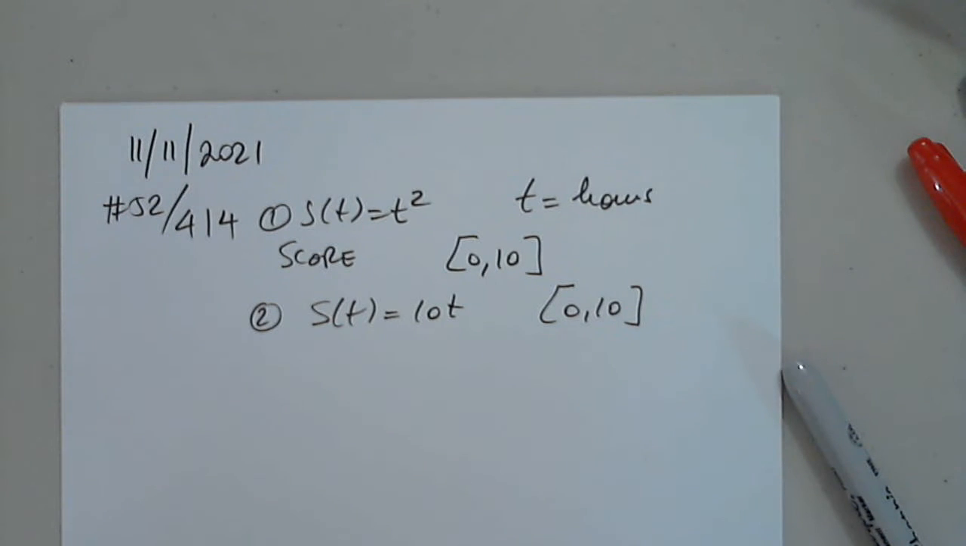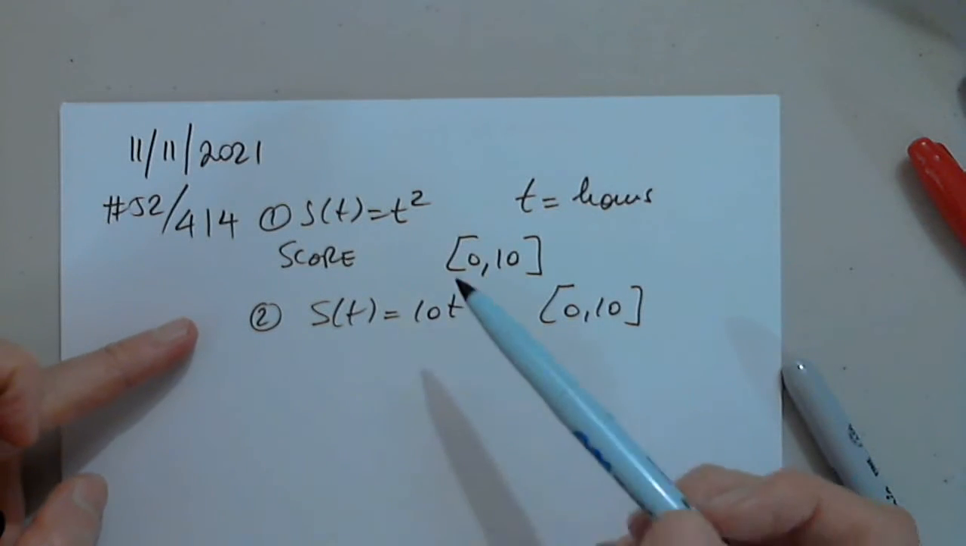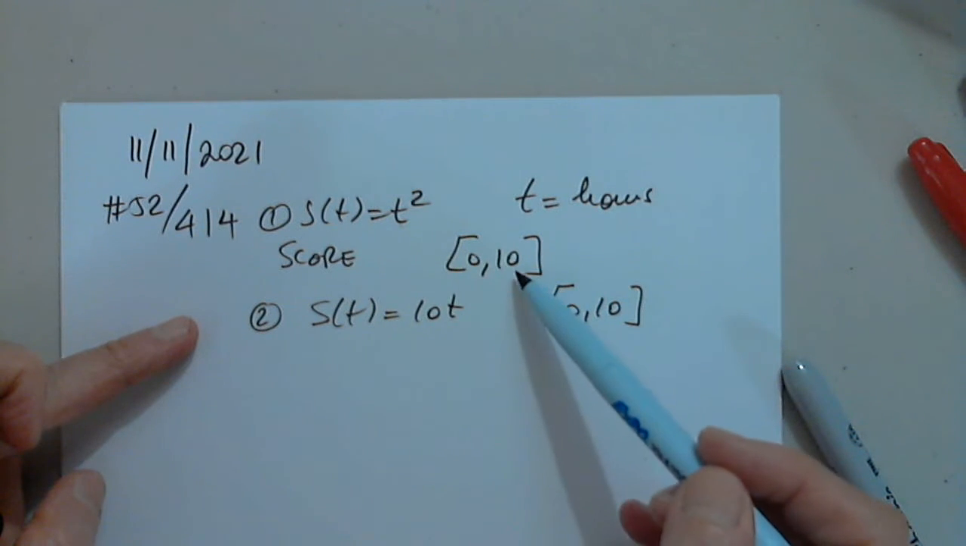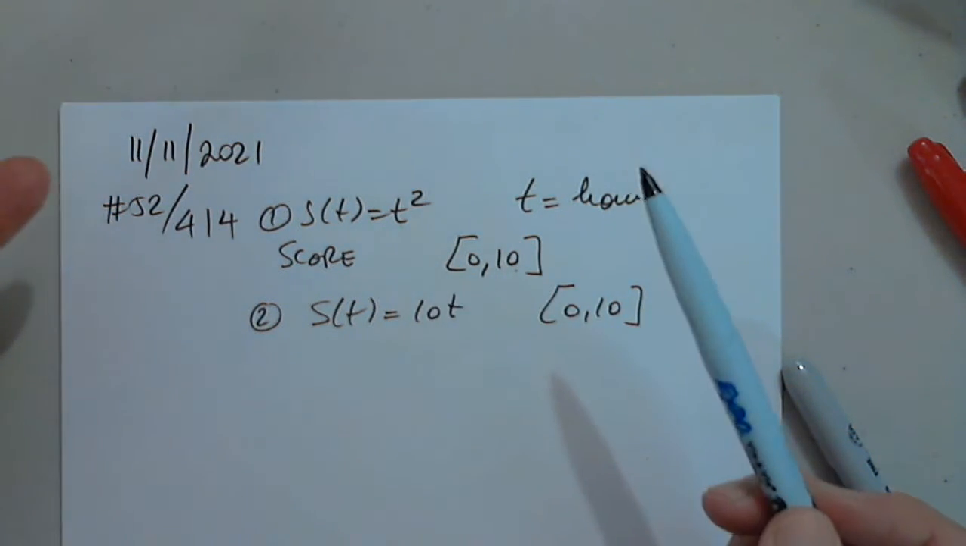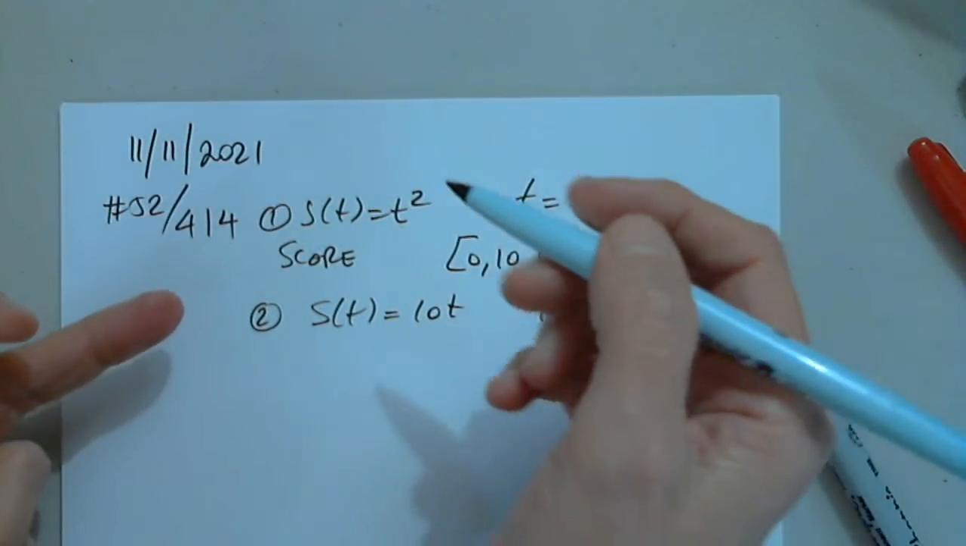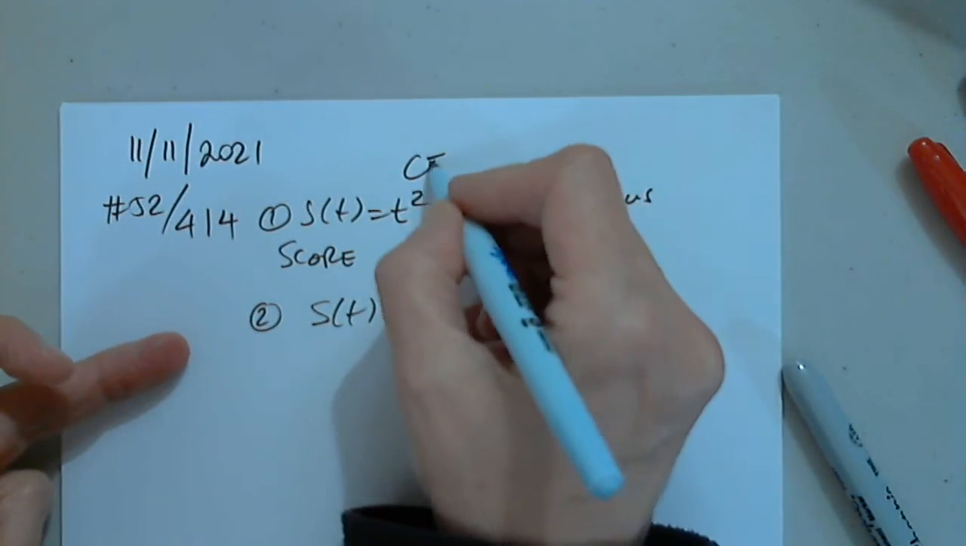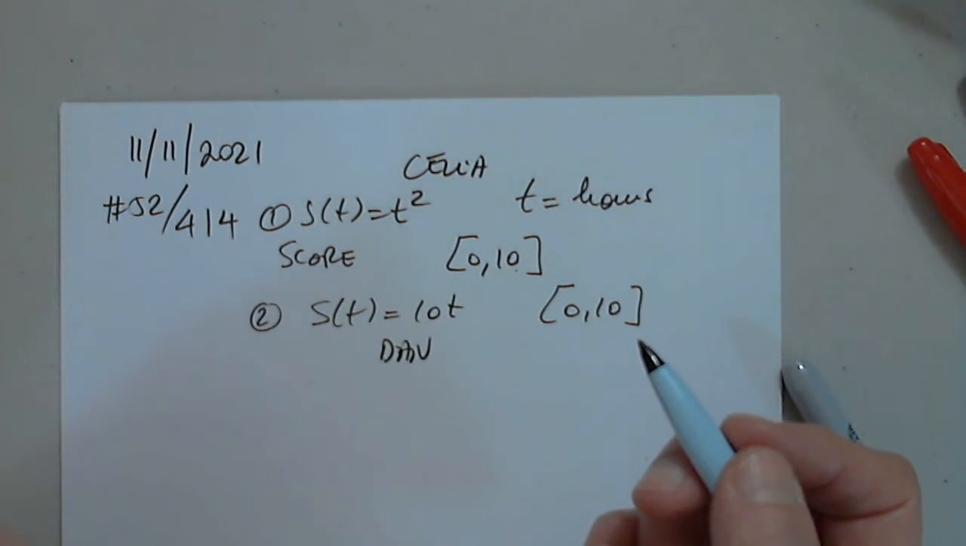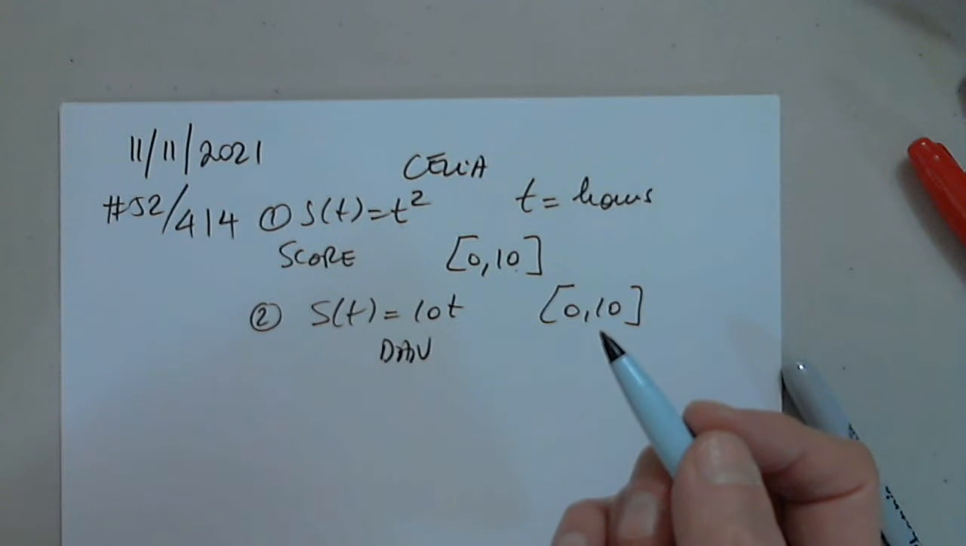For 0 to 10, who will have the higher test score? Okay, so for this, this is the score between 0 and 10 hours. What is her name? Okay, Celia, and Dan. So I don't see any difference between 0 and 10.